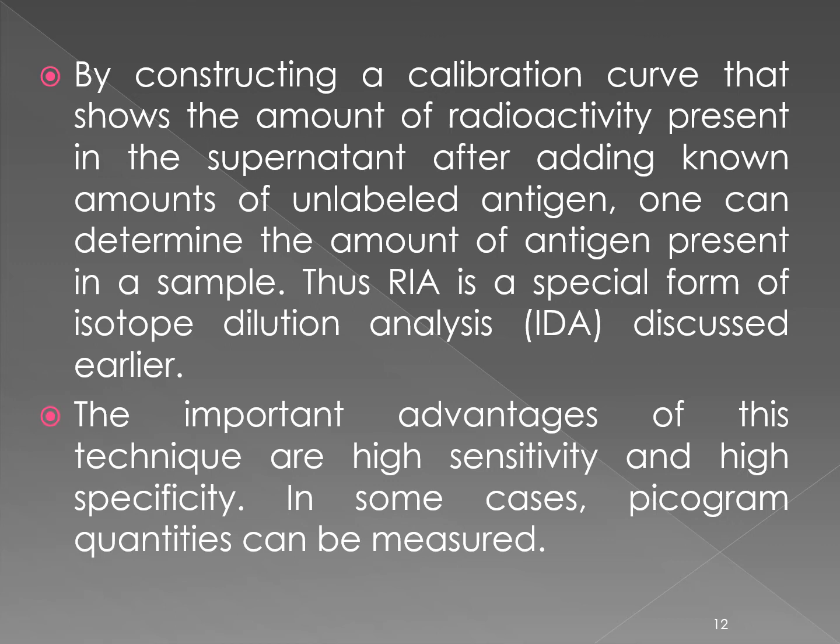So basically a calibration curve is being plotted to determine the amount of radioactivity present in the supernatant before and after the addition of known amounts of unlabeled antigens, and hence the amount of the antigen present in the sample can be determined by observing that calibration curve. And the most important advantage of this technique is that it is highly sensitive and it has high specificity.